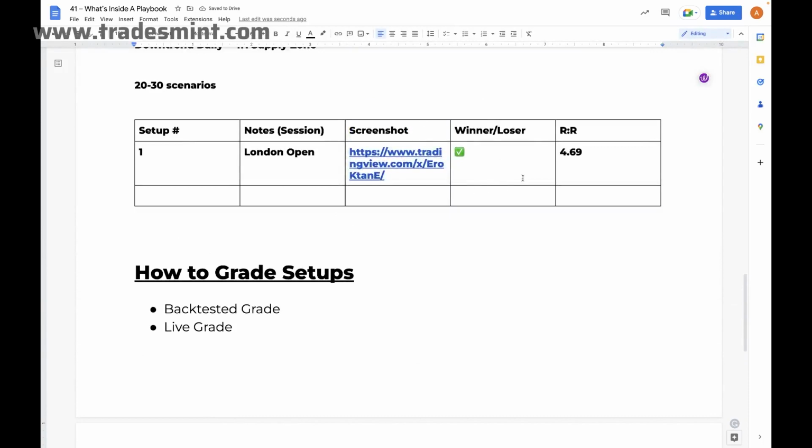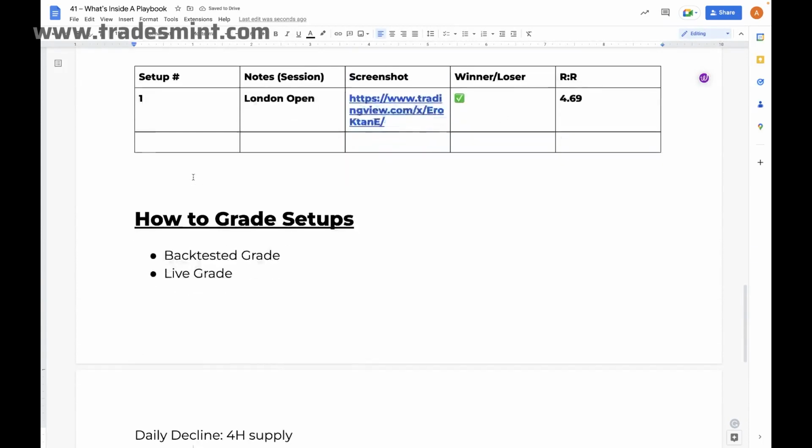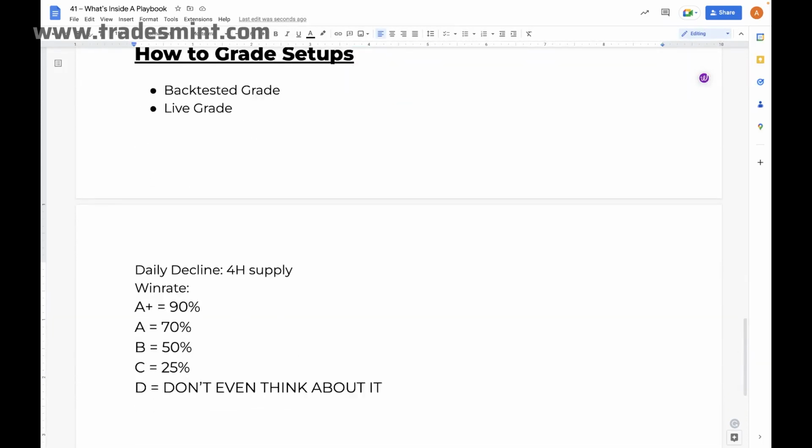If we look at the data, let's say we did 30 scenarios, and let's say we won 25. So we won 25 out of 30, which is roughly 83%. Okay, good. What does 83% mean? Out of 10, you win roughly about 8. That's a great win rate, right? So we could say, okay, this is an A setup.